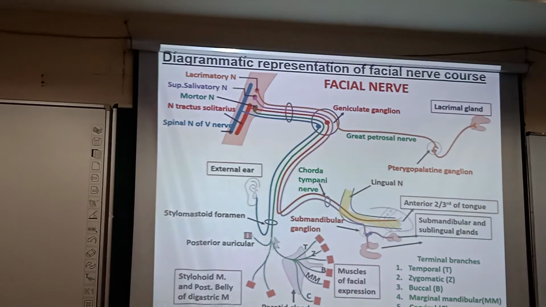So, when it comes out through the stylomastoid foramen, first it supplies auricularis posterior as well as the stylohyoid and the posterior belly of digastric. Then it enters into the substance of the parotid gland. And after coming out from there, it gives TZBMC, that is the five terminal branches of the facial nerve.